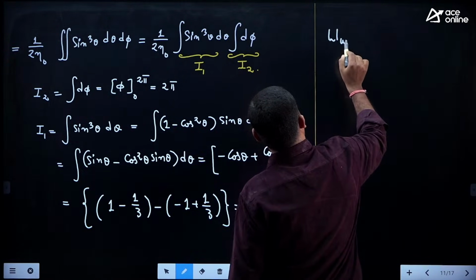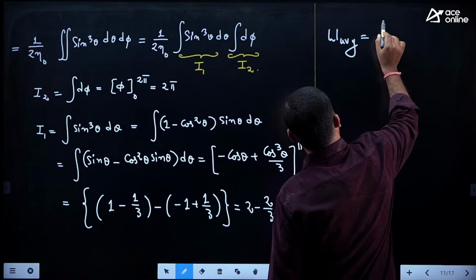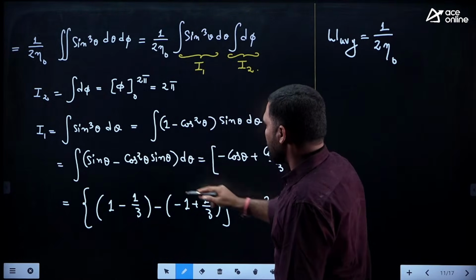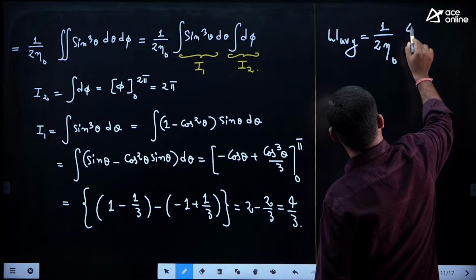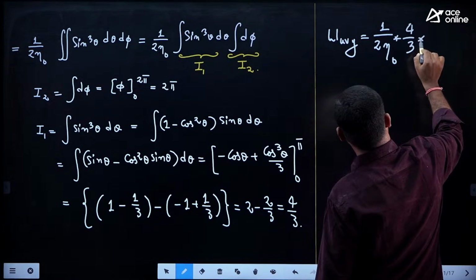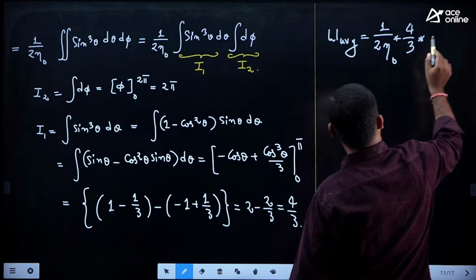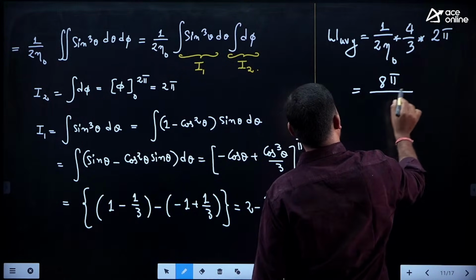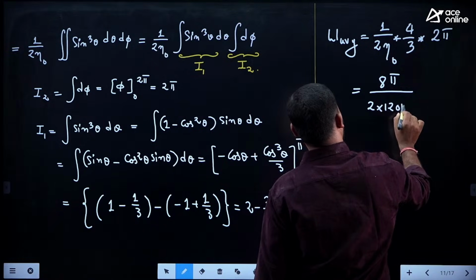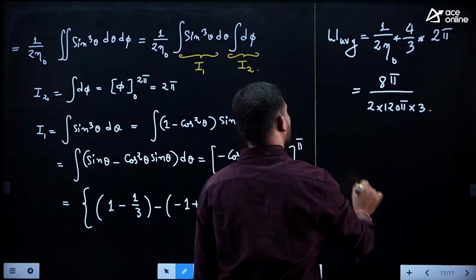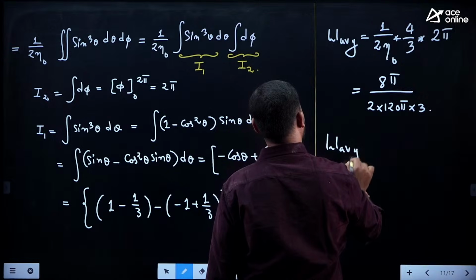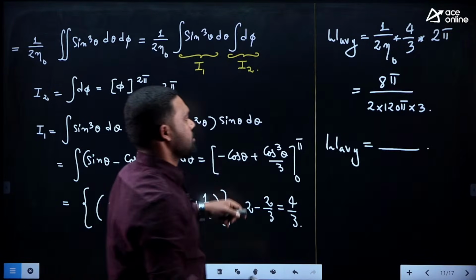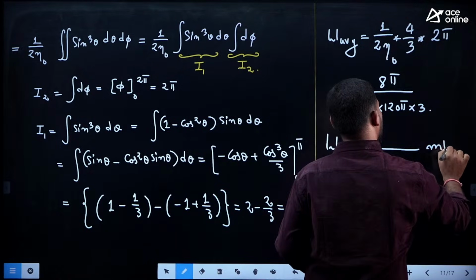So what is this W average here? It is 1 divided by 2 eta naught into I1. What is I1? I1 is 4 by 3 into I2, which is 2 pi. So this is 8 pi divided by 2 into 120 pi into 3. The question is asking for the answer in milliwatts.